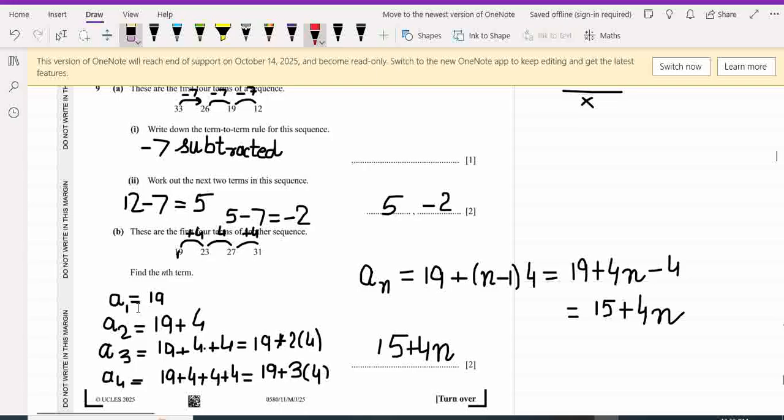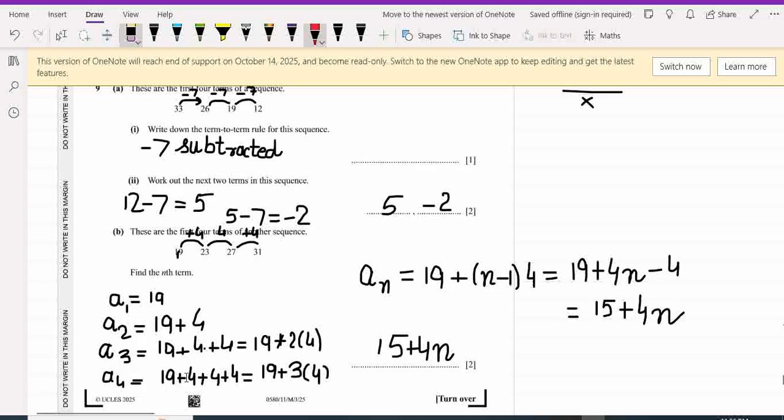So the first term is 19. If we have to find the next term, we put 19 plus 4. Whatever 19 plus 4 is, if you add another 4, you get the third term. If you add another 4, you get the fourth term, and so on. So look here. For the second term, we add 4 one time to the 19. In order to get the third term, we add 4 two times to the 19. So we write 19 plus 2 times 4.